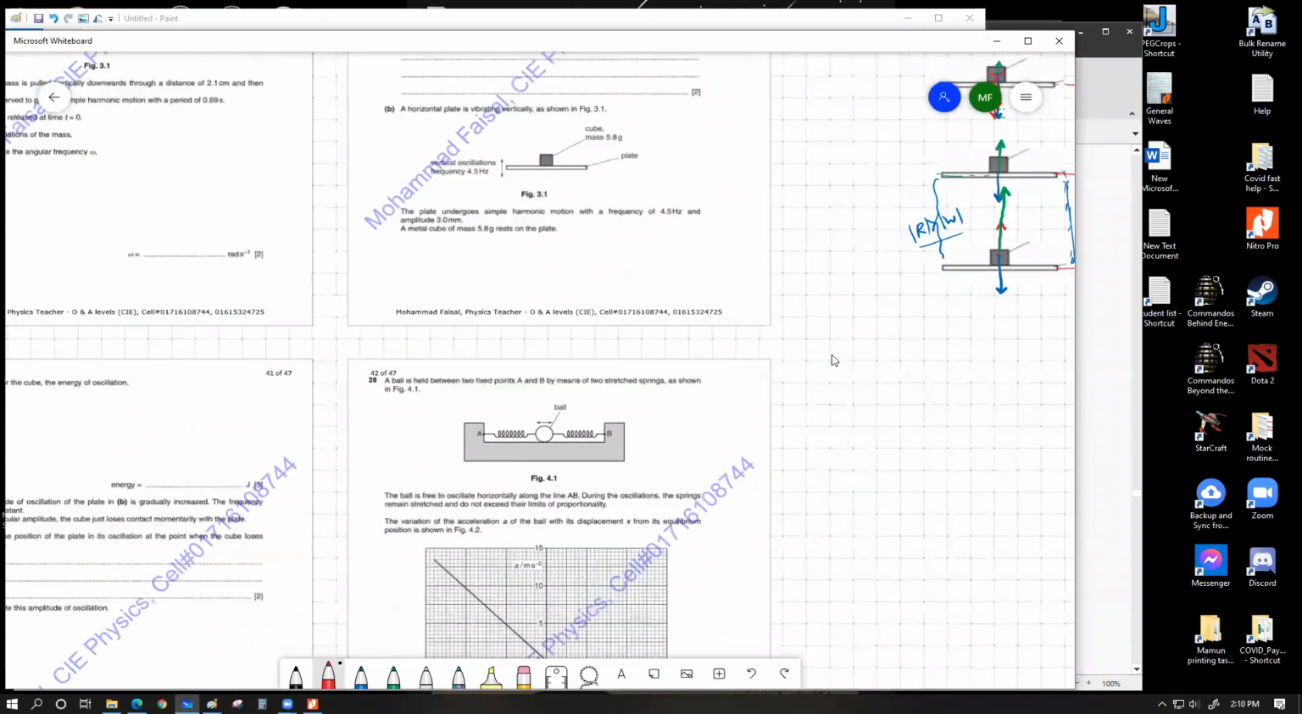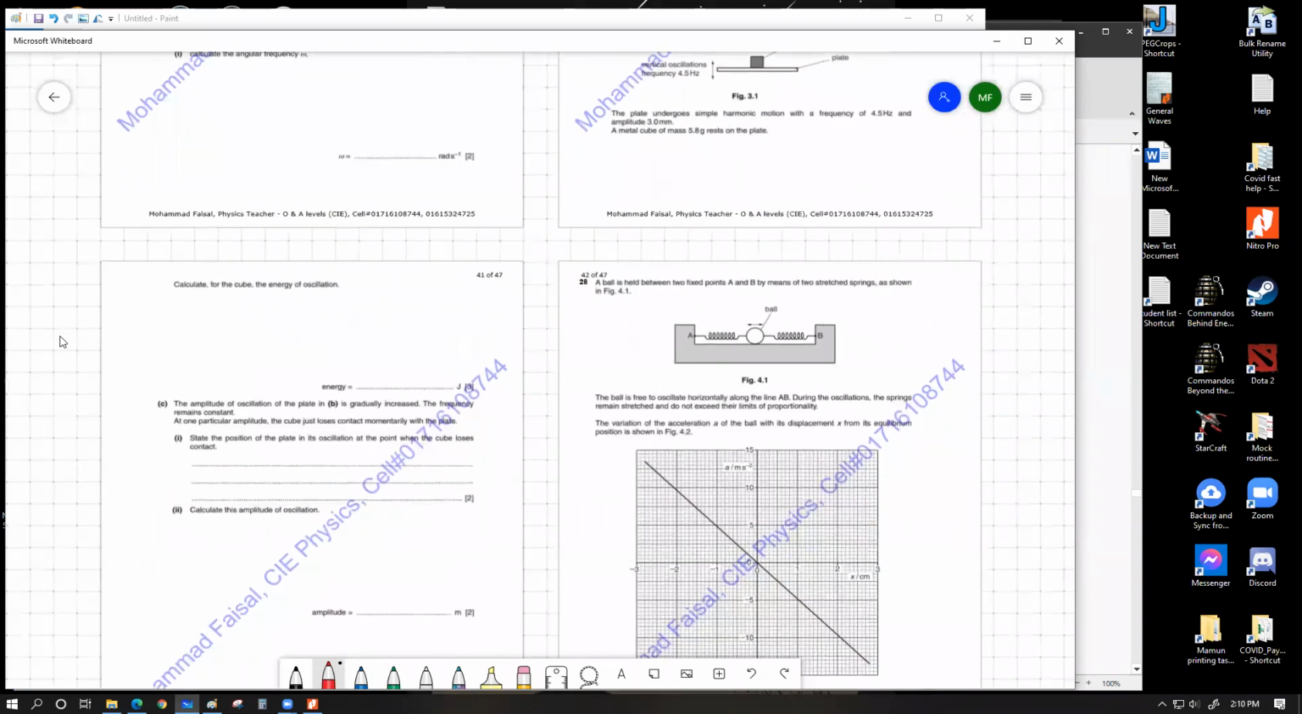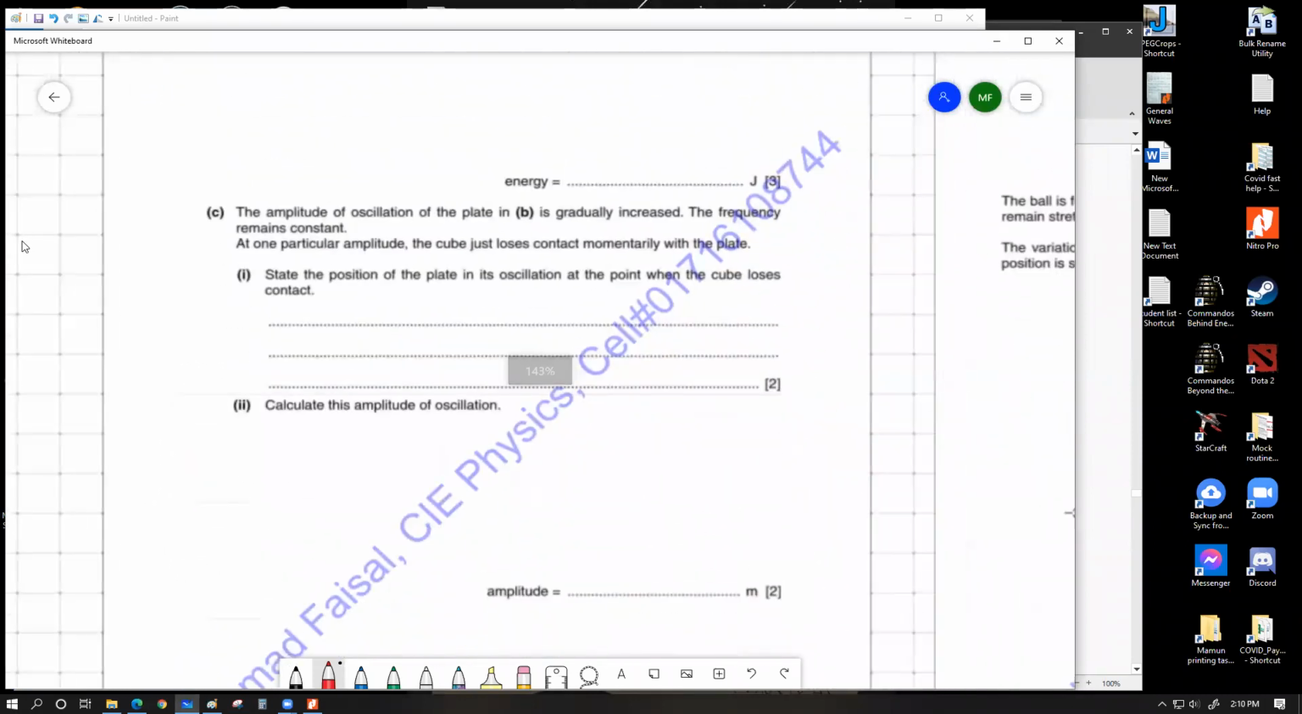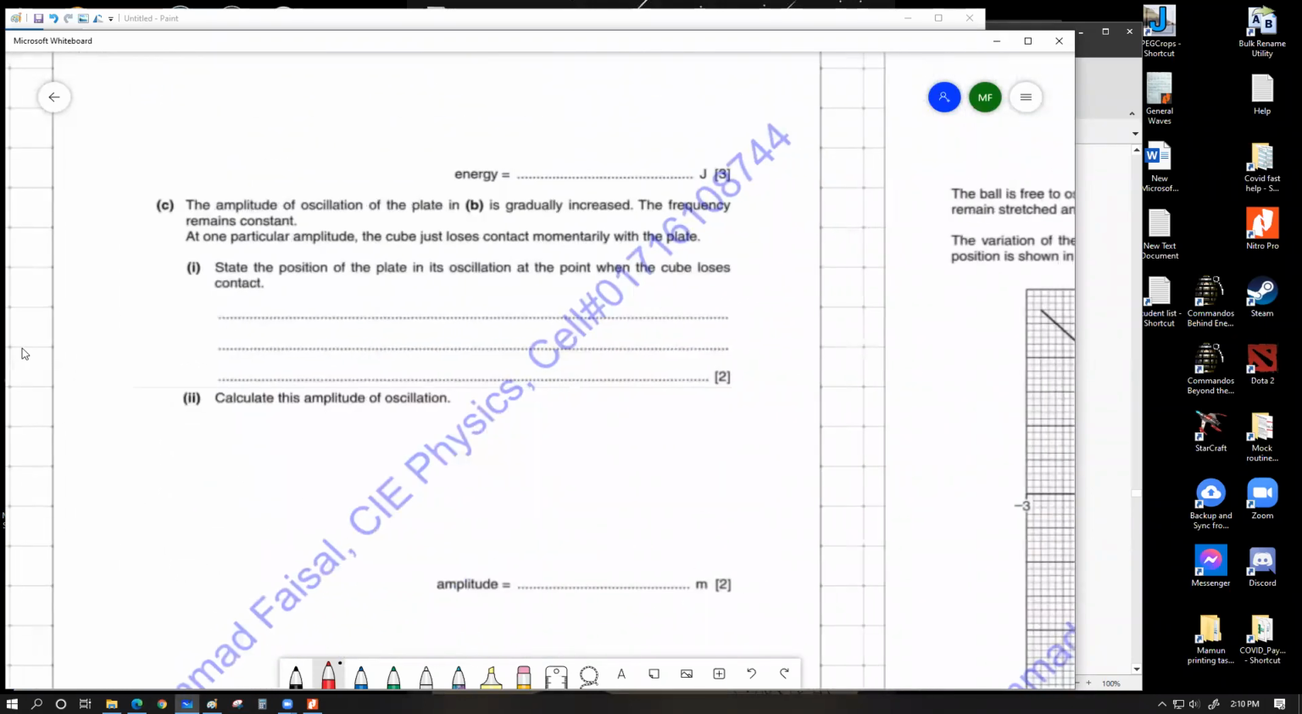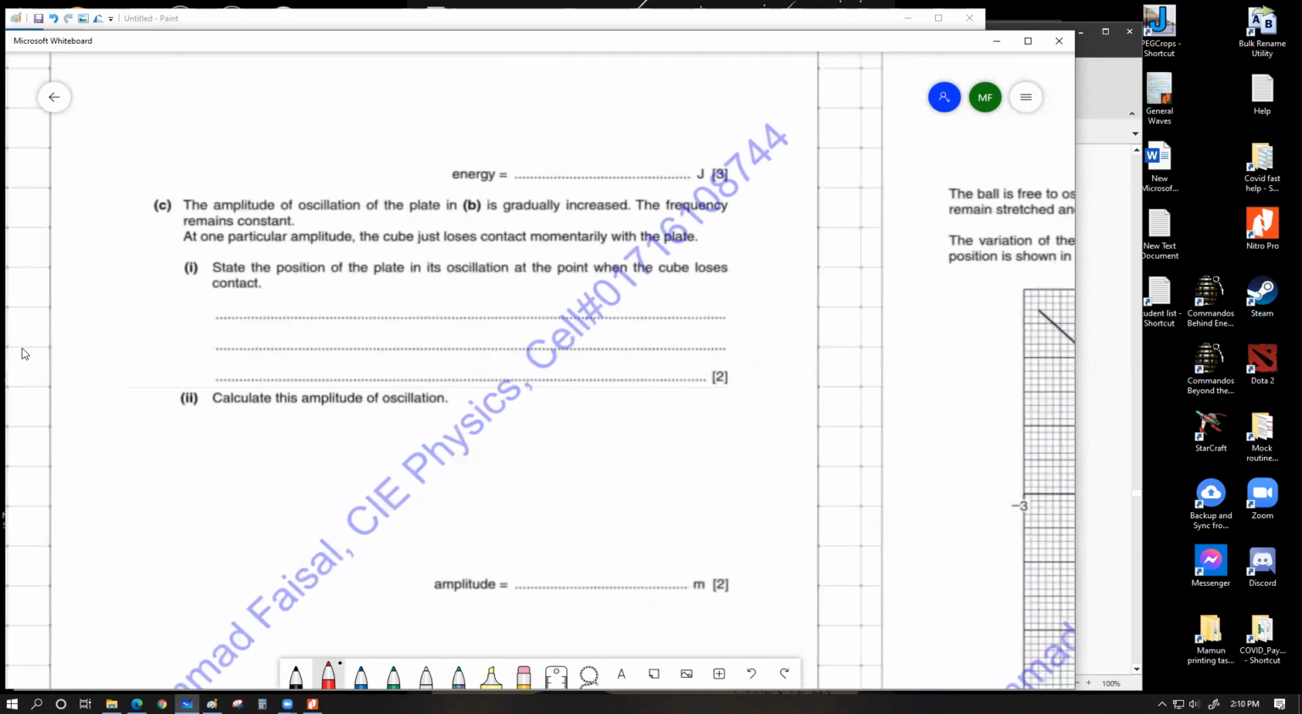right over here. So the question that they're asking about, how are you going to write this answer? The question they're asking is that the amplitude of oscillation of the plate is gradually increased. The frequency remains constant. At one particular instant, the cube just loses contact momentarily with the plate. State the position of the plate in its oscillation at the point when the cube loses contact. Although they have only asked for the position of the plate, they have still given us two marks. So I am not sure how a state question can have 2 marks.